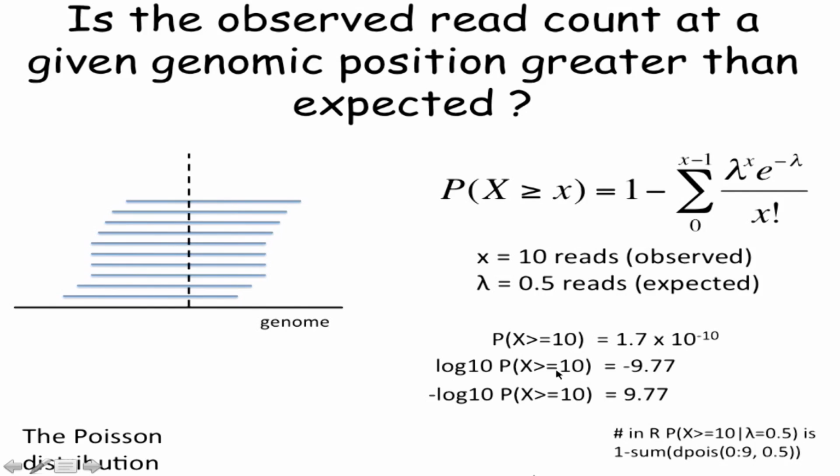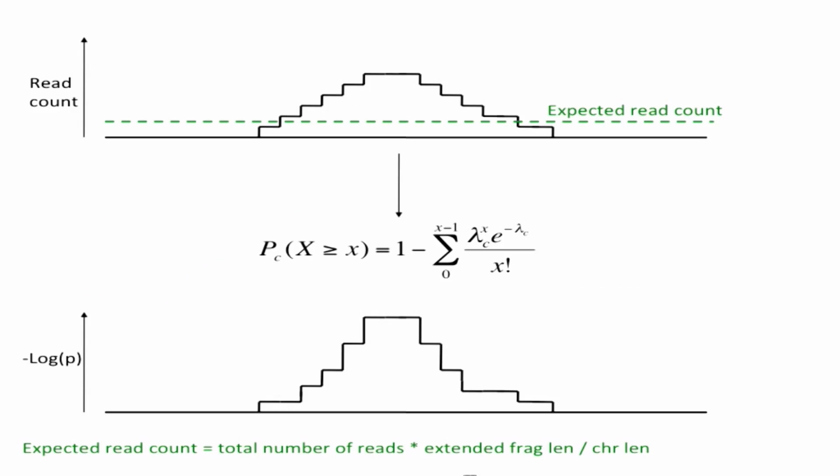We take the log 10 because these numbers are very small, so it's easier to manipulate in a computer program if you take the log base 10 of this. We also take the negative log just as a way to invert the sign. And again, this is something you can do very simply in R, using the Poisson distribution. What we do effectively is convert this read count profile across the genome into a negative log 10 p-value profile of the genome.